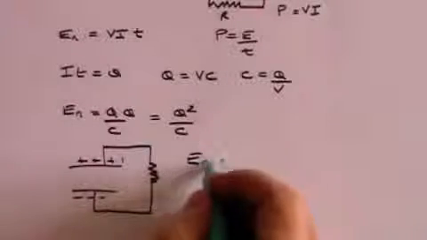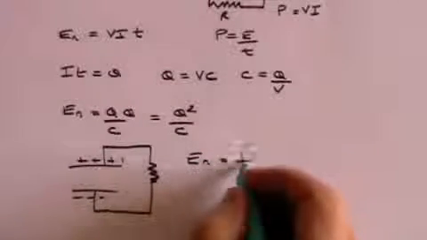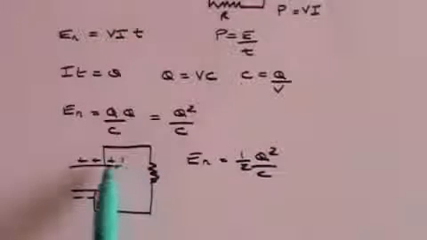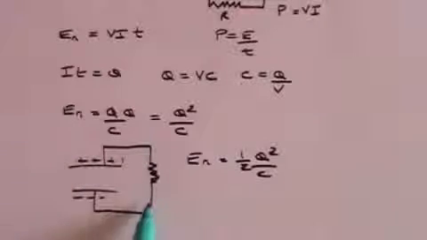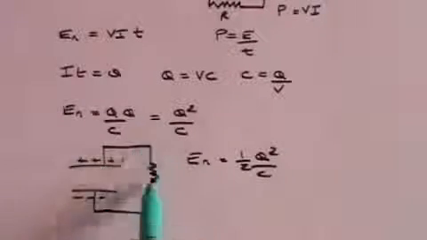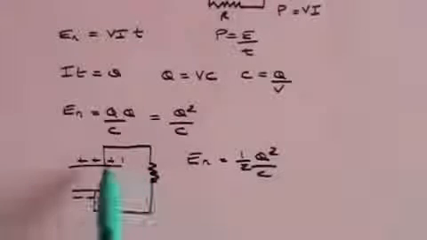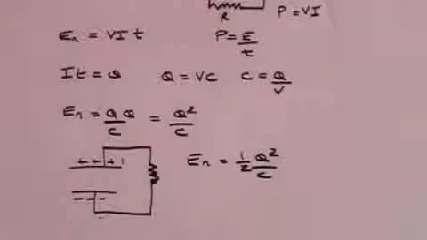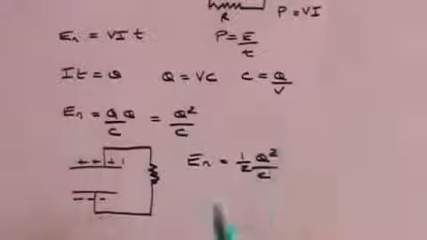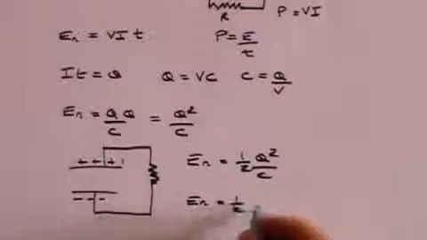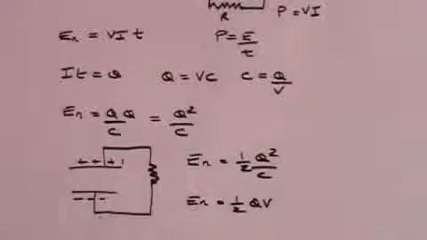So in fact, the energy is not Q squared over C, but a half Q squared over C. Because as I've said, the charge doesn't remain the same as it flows through here. The charge is actually going down to 0. So on average, you've only got half the charge flowing around the wire. And of course, because Q equals VC, you can also say that energy equals a half Q times V.